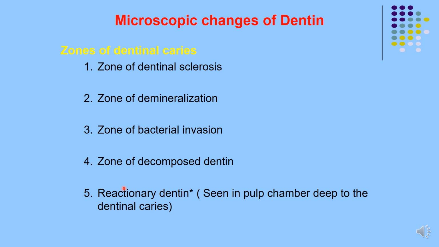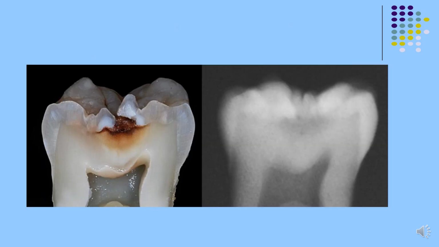in the diagrammatic representation. Dentinal sclerosis takes place because as soon as the degradation components of the enamel caries start percolating and reach the dentine, there is retraction of the odontoblastic process leading to formation of dead tracts, and after that dentinal sclerosis commences. Then the zone of demineralization, bacterial invasion, and decomposition follow.